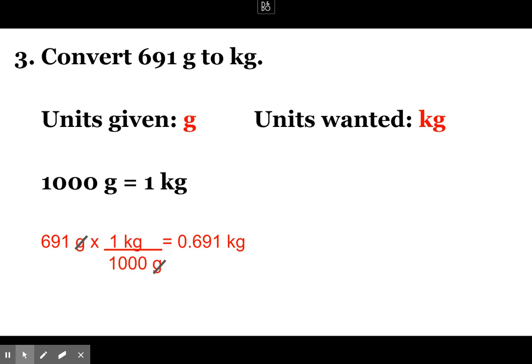So now we can set up our problem. We start with what we were given, our 691 grams, and now we're going to use our conversion factor. In 1 kilogram, there is 1,000 grams. And again, we get to cancel out our grams. We end up with our units wanted of kilograms, and we do our math. 691 times 1 is 691. But now we have to divide. So we're going to divide 691 divided by 1,000, and that's going to give us 0.691 kilograms.